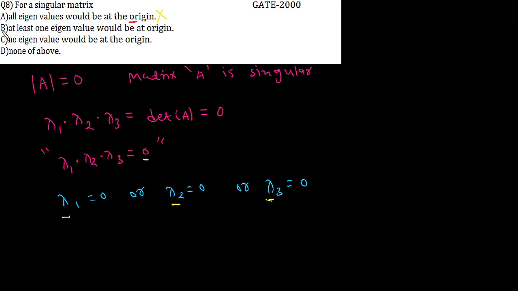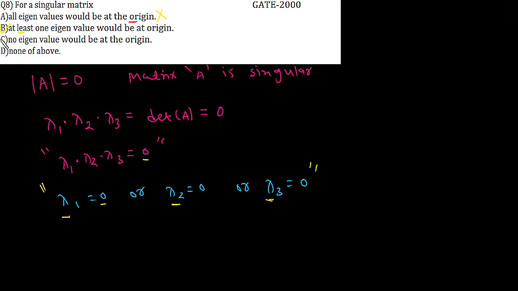Now let's move on to option B. Option B says at least one eigenvalue would be at the origin. Yes, in short they are saying that at least one of lambda 1, lambda 2 or lambda 3 must be 0. Maybe two or three values could be 0, but at least one value must be 0. So yes, option B is the correct condition for any singular matrix in terms of eigenvalues.